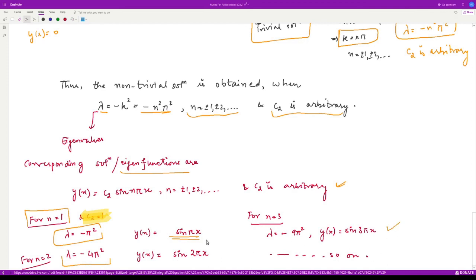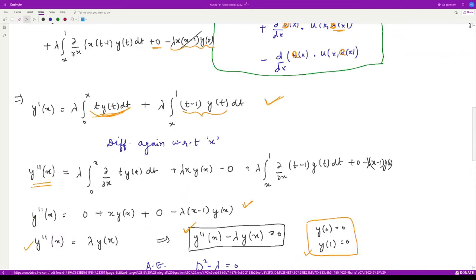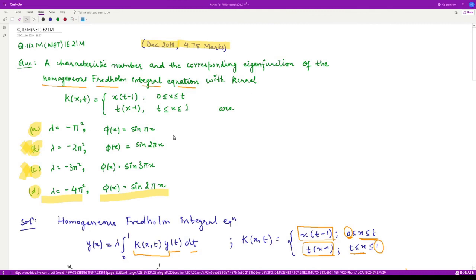So let us look at our options. For minus pi square it is sine pi x, and for minus 4 pi square it is sine 2 pi x. So this option is correct and this option is also correct. So we have option A and option D as the correct options.